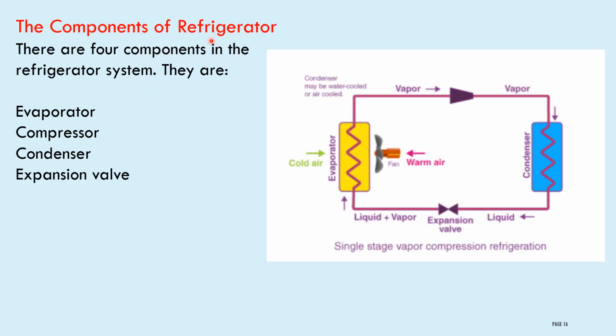The components of a refrigerator. This diagram represents a single stage vapor compression refrigerator. There are four components in the refrigeration system. They are the evaporator, this one is the evaporator. Second, the compressor. Third, the condenser. This is the condenser. Fourth is the expansion valve. This is the expansion valve.